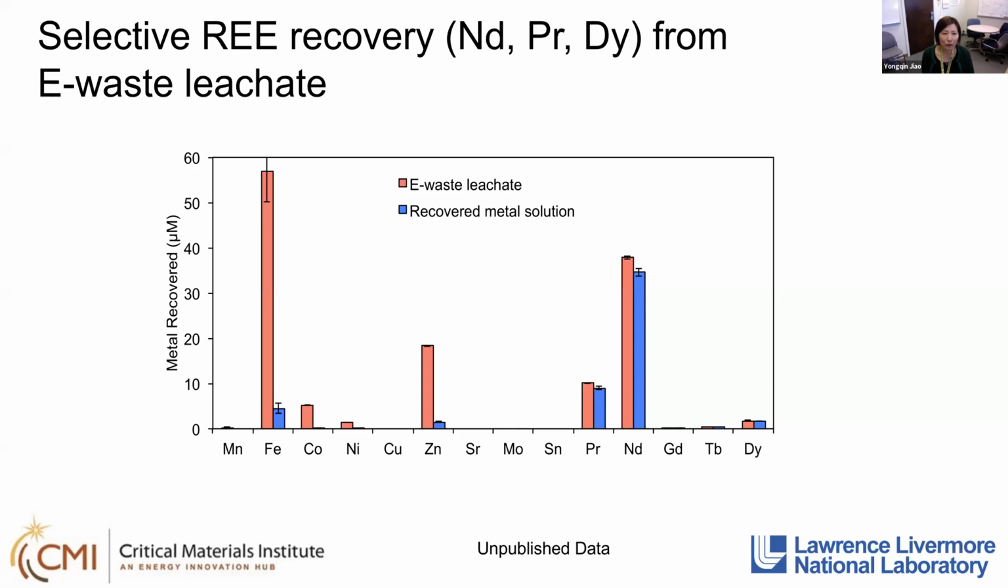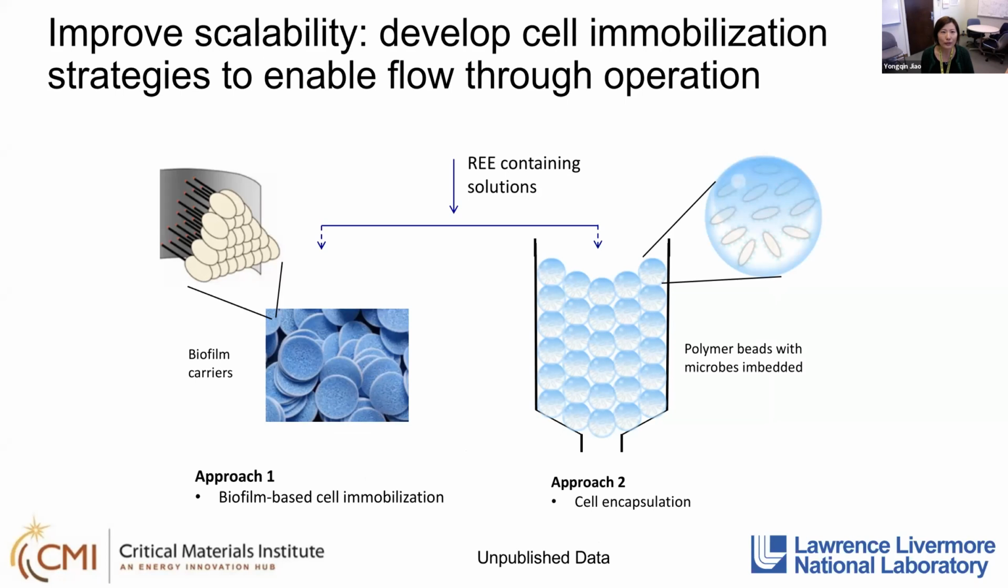So far, the performance I described is for batch scale solutions, where upon biosorption we separate the cells from the rest of the solution using centrifugation or filtration, and this step is energy intensive. Therefore, for industrial scale application, it's important to develop a flow-through system, in which cell immobilization is a key step. For cell immobilization, we tested two approaches. On the left is biofilm formation, having the microbes form biofilms on abiotic surfaces, such as biofilm carrier discs. We call these MUTEC biochips. The second approach, on the right, is to immobilize or encapsulate the microbes in hydrogel beads, which we call microbeads.